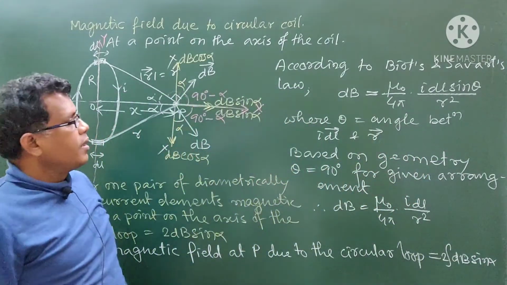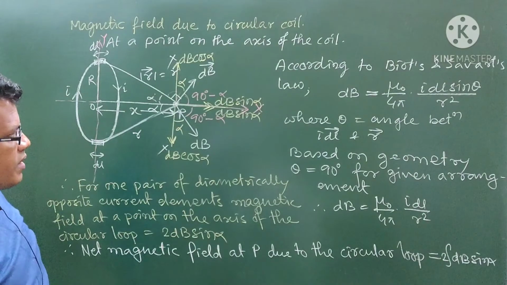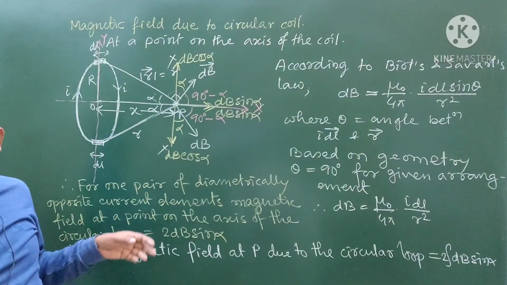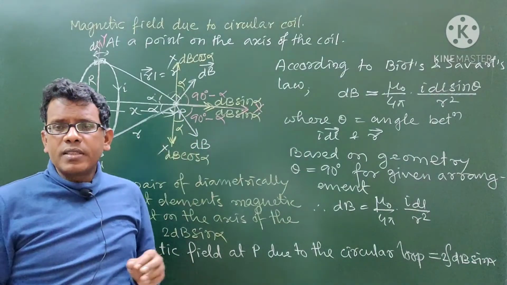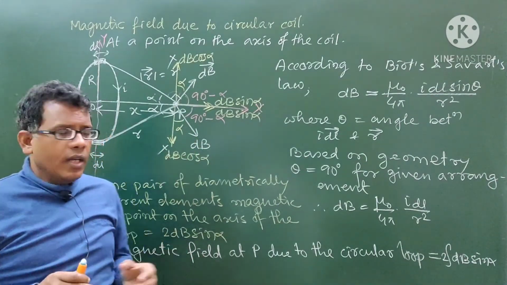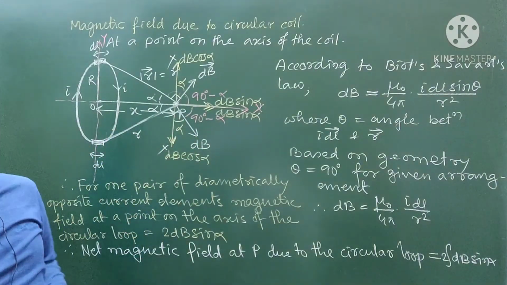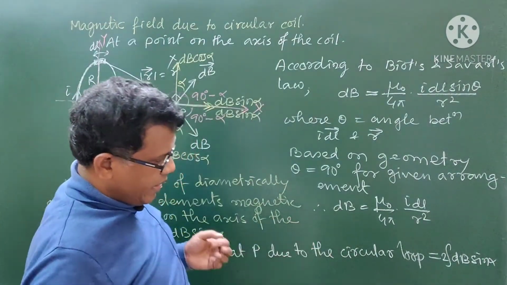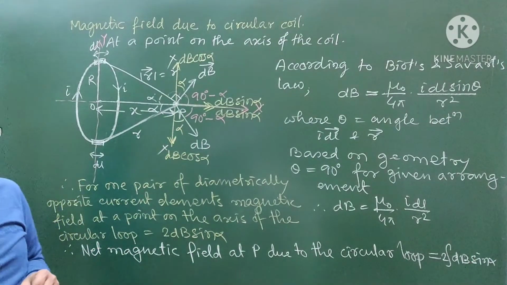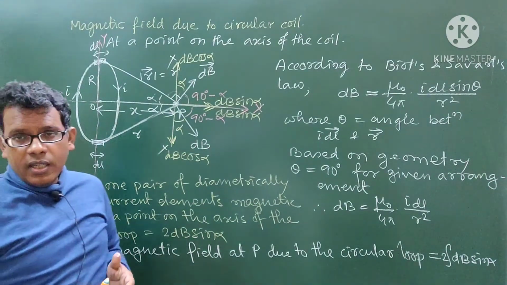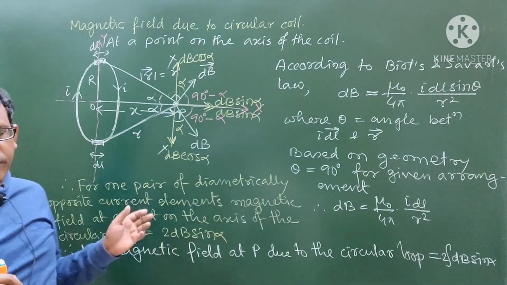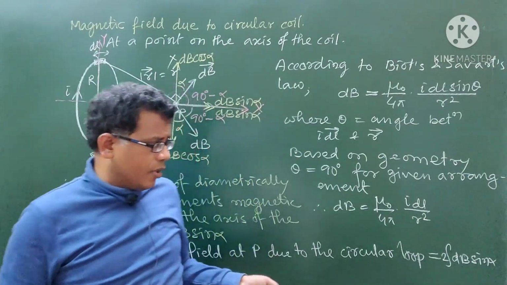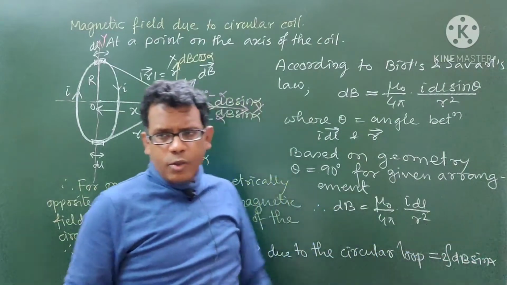Got my point? I am writing 2 dB sin alpha as the resulting effect of one pair, and there will be n number of pairs. We do not know exactly how many pairs are possible, so I can integrate it as a continuous function. With 2 being a constant, taking it out, we get dB sin alpha. When there are 50 pairs, for example, we will integrate not for the full circle but for half, because in one step we are getting 2 dB sin alpha.